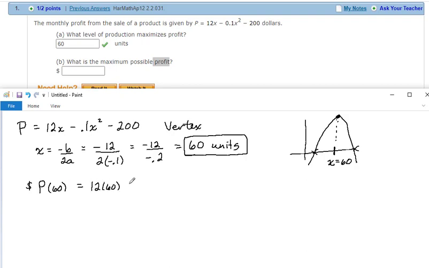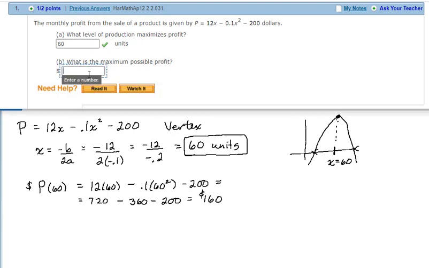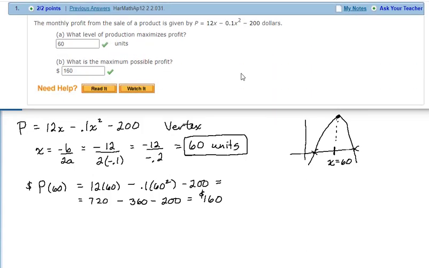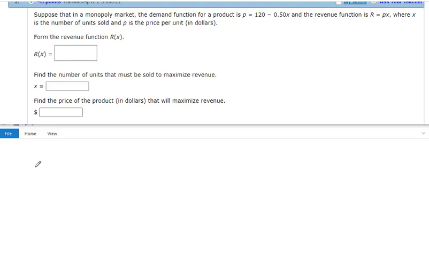12 times, plug in a 60, take away 0.1 times 60 squared, take away 200, add that all up. 720 minus 360 minus 200. It's 160. So $160 is the maximum possible profit for this setup. No matter what you do, no matter how many more you make or sell, the best you can do is 160 unless you change the fundamentals of that equation. Let's take a look at another problem.